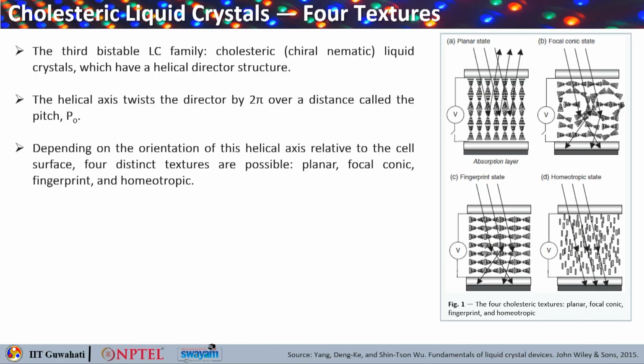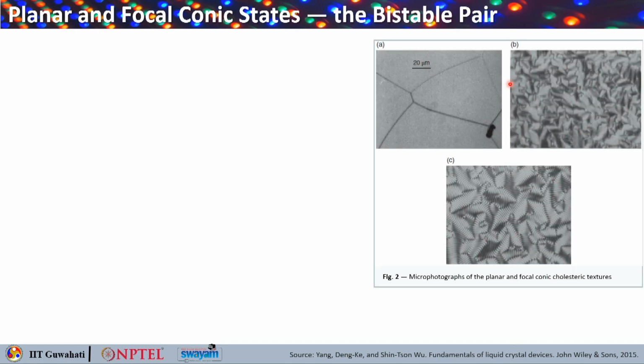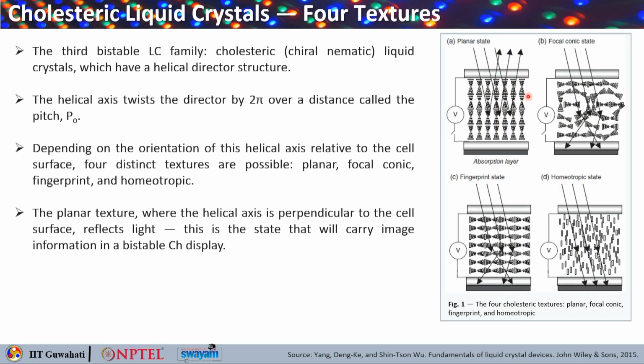So you can see here the planar, then this is called the focal conic, this is the fingerprint, and this is the homeotropic one. So in the planar texture, as you can see, the helical axis is basically perpendicular to the cell surface, and this is the state that will carry the image information in a bistable cholesteric display. So what happens here, when the voltage is off, you will see the light is basically getting reflected, right? So you can also look into the other textures here.